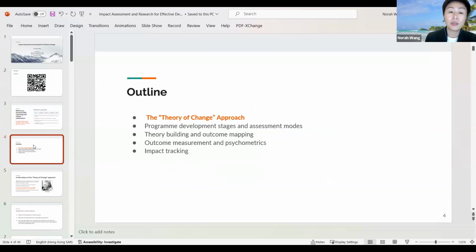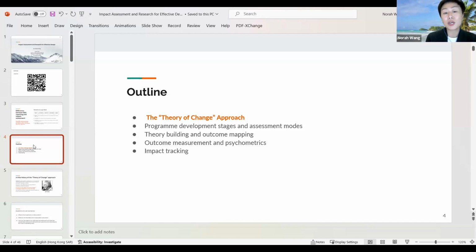At first, I want to introduce the theory of change approach. Of course, I think some of us have heard of theory of change numerous times, but I guess we hear different versions of it. So tonight, I'd like to take this opportunity to align everyone's understanding about theory of change.